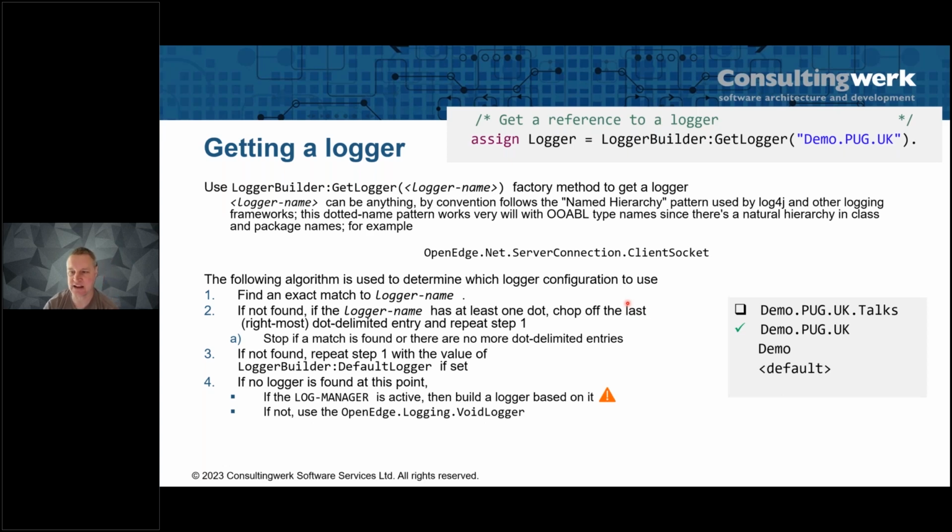It just knows that it uses that algorithm to figure out what to look for. So basically it works from right to left and just says, is there one for the whole thing? Nope, chop it off, chop it off, chop it off. There's a default logger name that you can specify in the logger builder in case you want it always to fall back to that. And then if nothing is found, it does one of two things. It looks if there's a log manager active, and if there isn't one, then it uses what's called the void logger. We'll talk about that in a sec.